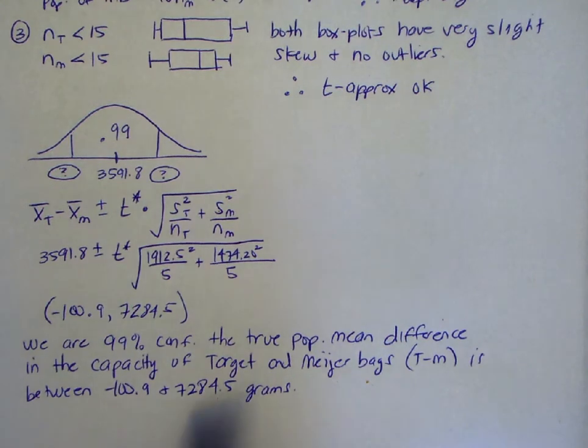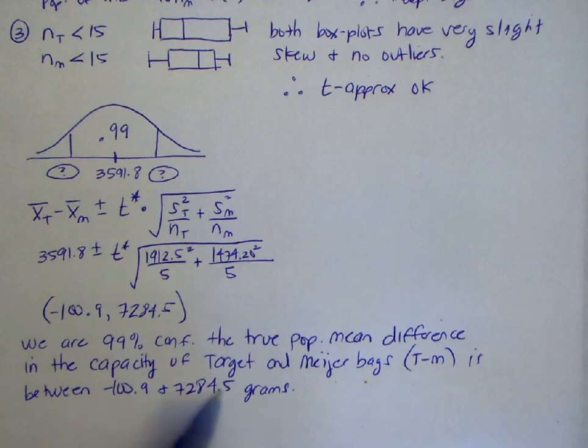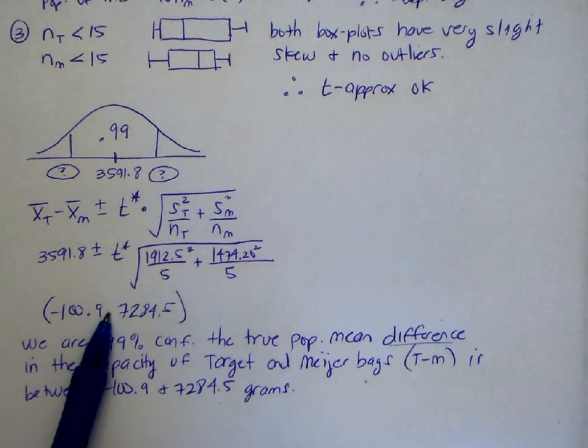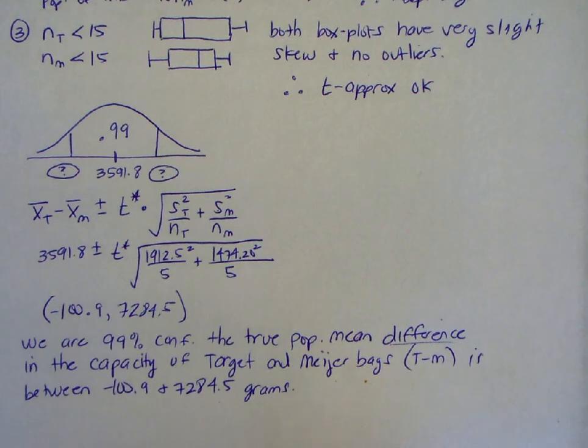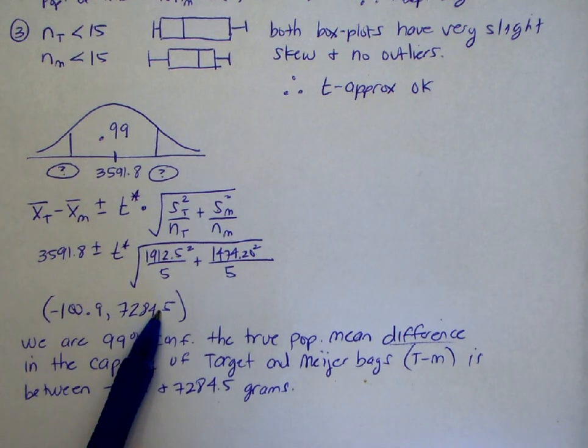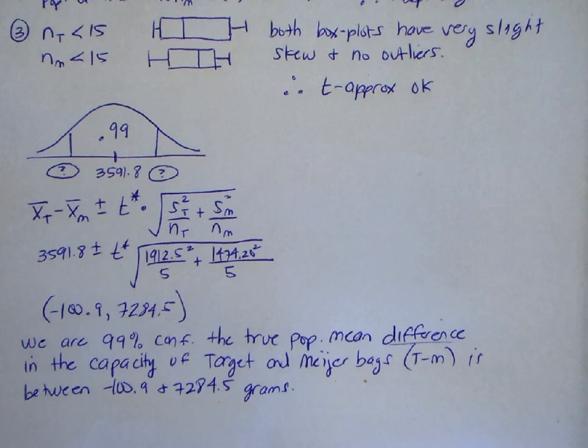So it's somewhere in here, the true population mean difference. Make sure it's about differences. If I was doing a significance test and I was trying to figure out, is there a difference between these two things, I can tell you right now there would be no difference, because this 0 is in the interval, so the difference could potentially be 0, where there is no difference between the two bags. So very wide interval, and it does include 0, which means there's not really much of a difference. But this is a confidence interval for that.